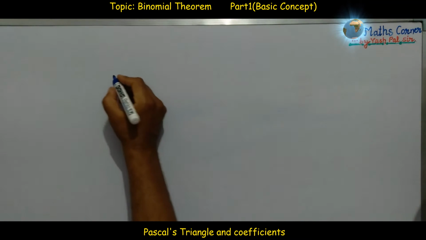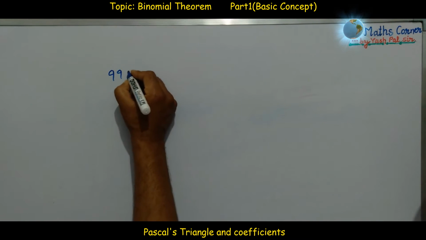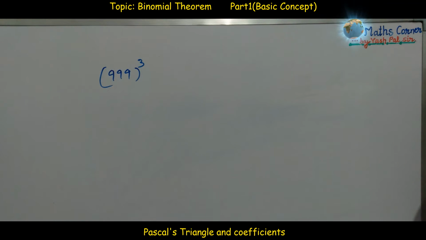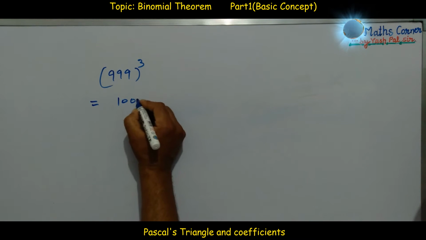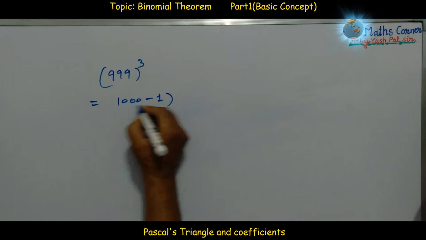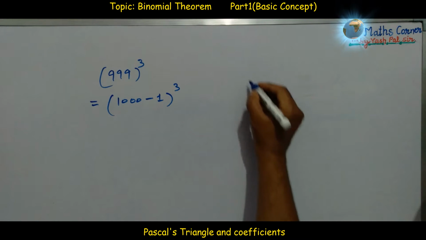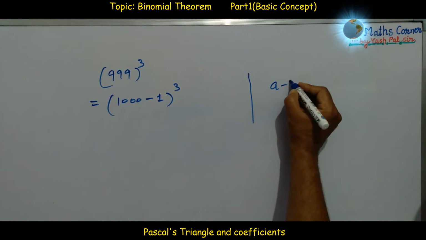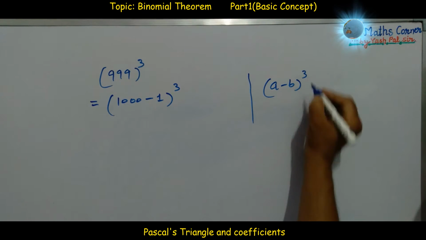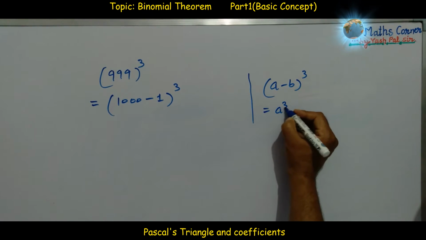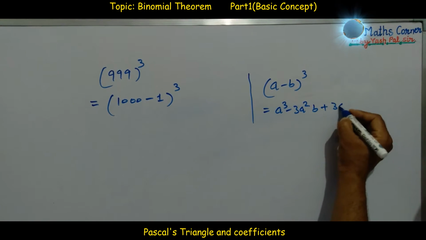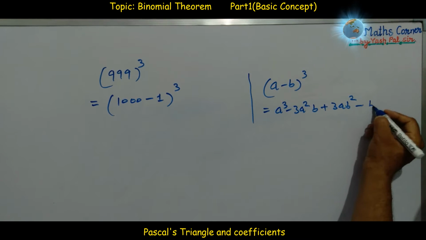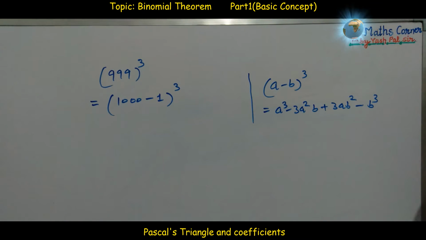Now next, suppose the question is, what is the value of 999 whole raised to power 3? So cube. Again we can convert this like this, (1000 minus 1) whole raised to power 3. Now we recall the identity (a minus b) whole raised to power 3 is equal to a power 3 minus 3a square b plus 3ab square minus b raised to power 3, like this.